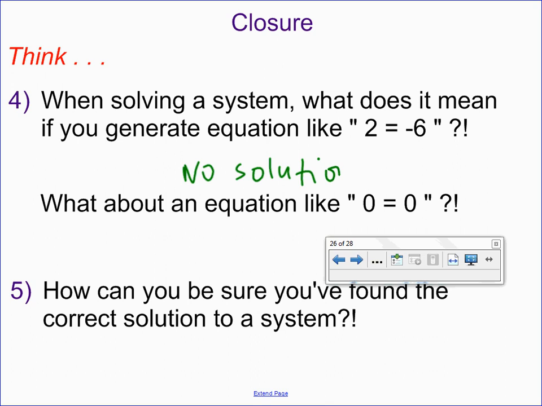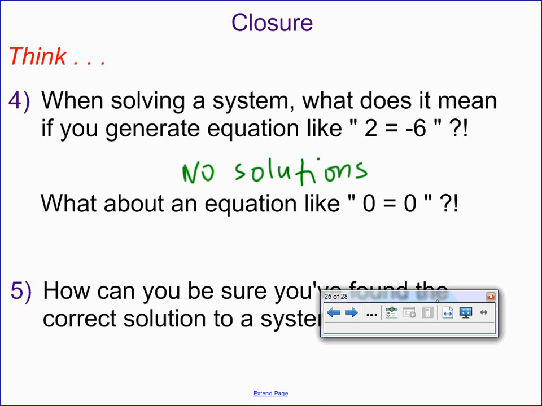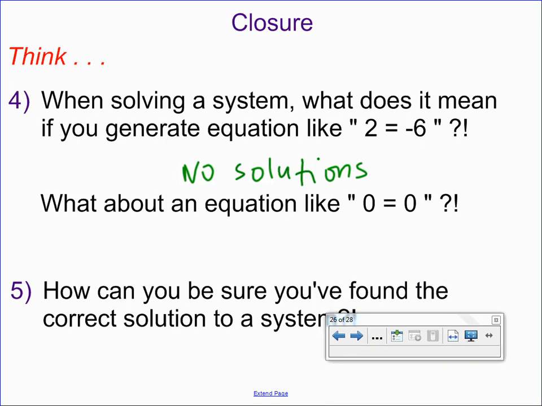Hands down, no solutions. Versus an equation like 0 equals 0. Right? That's an algebraic indication of what's true about that system. What's true about that system? Jacques? Yeah, there's an infinite number of solutions. If the equations are the same, any ordered pair that satisfies the first equation is guaranteed to satisfy the second equation. So infinitely many solutions.